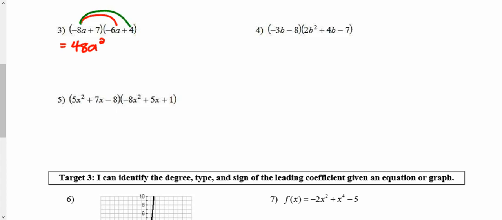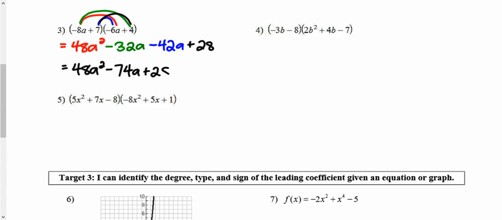O stands for outer, so that would be negative 32a when I multiply them. I stands for inner, so that would be negative 42a when I multiply them. And L stands for last, so that would be positive 28. Now you do have to simplify a little bit further because your two terms in the middle are like. So if I combine those, I get negative 74a and then plus 28.